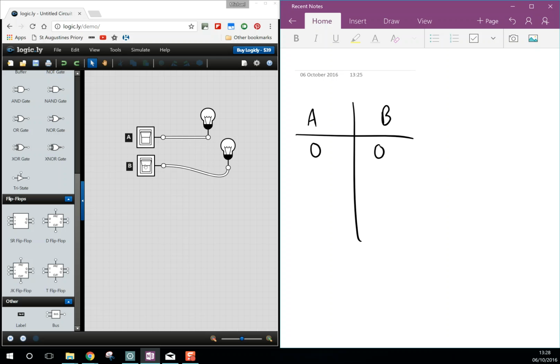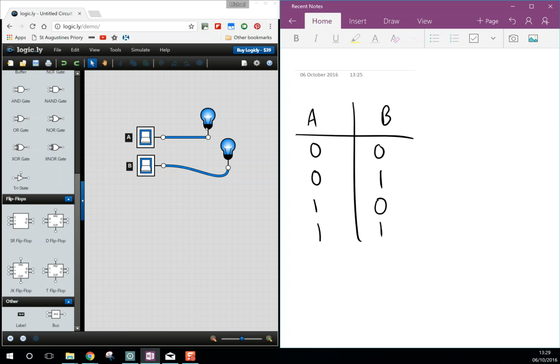We can of course turn one of them on. So now we have A, that is 0, and B, that is 1. We can swap that around so that we get A, that is 1, and B, that is 0. And we can turn both of those switches on so that A is 1 and B is 1.